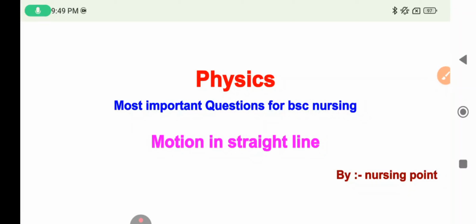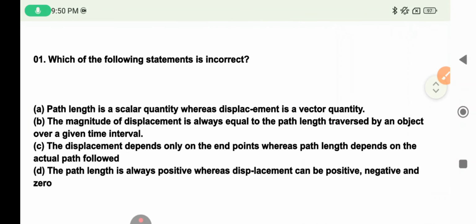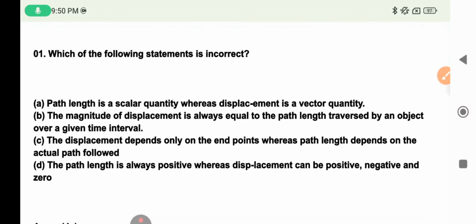Most important question of the subject name is physics and the chapter name is motion in straight line. So let's start the video, and here the question number first is, which of the following statement is incorrect?